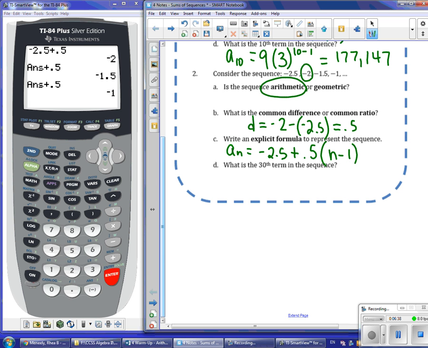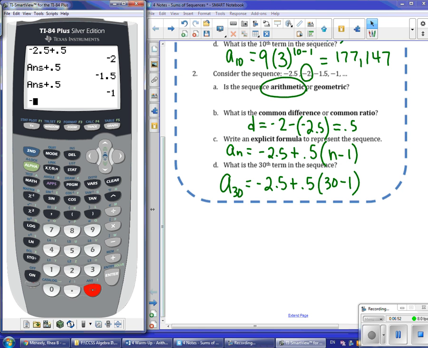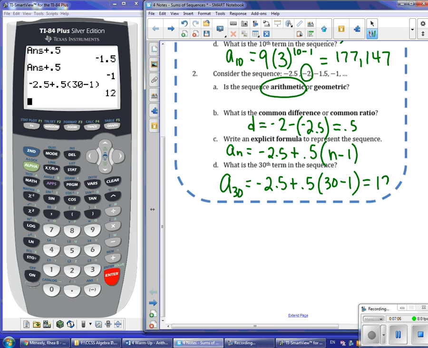If I want to find the 30th term, then I'm just going to let 30 correspond to my n value. So I'm going to find a sub 30. And that's going to be -2.5 plus 0.5 times 30 minus 1. And again, I can type that right into my calculator exactly the way it appears. -2.5 plus 0.5 times 30 minus 1. And I'm going to keep those parentheses in there. And I get 12. And so that's going to be the 30th term. Cool.